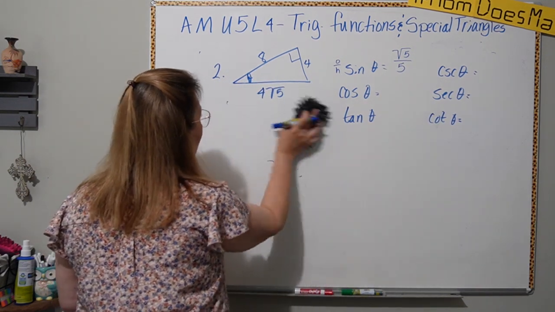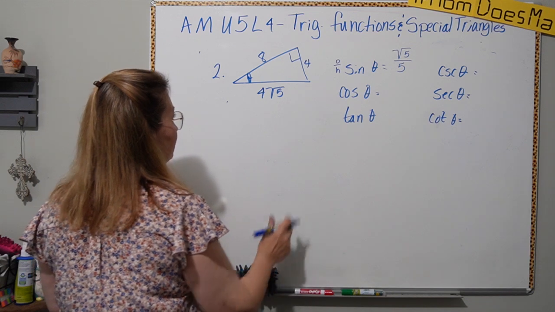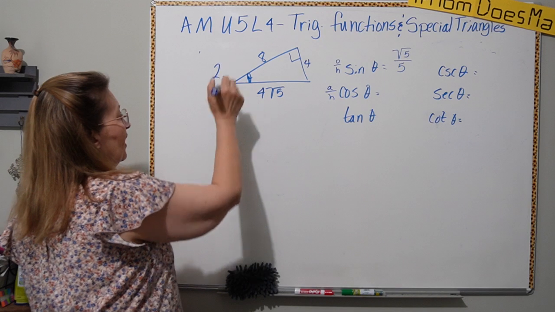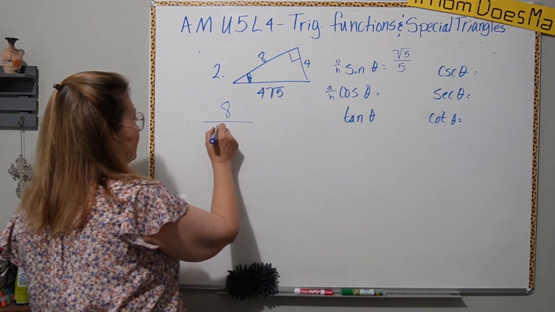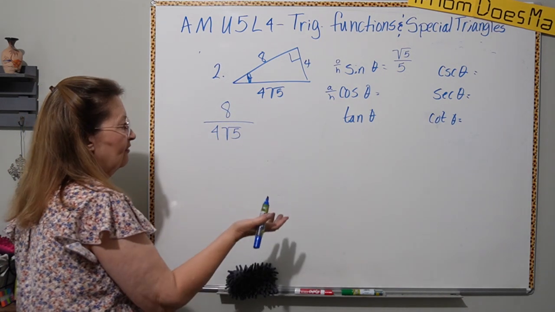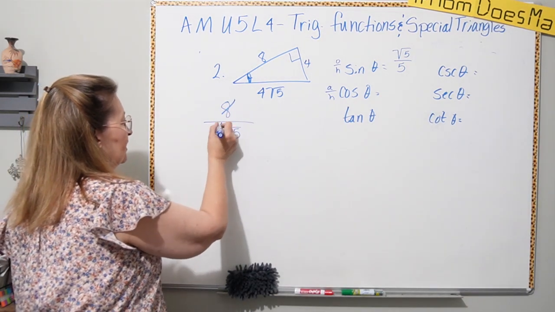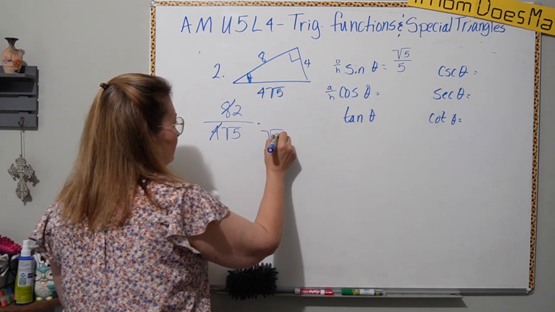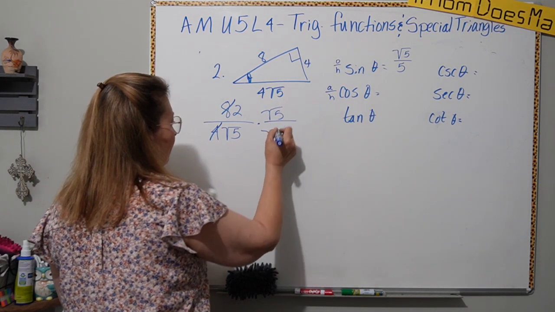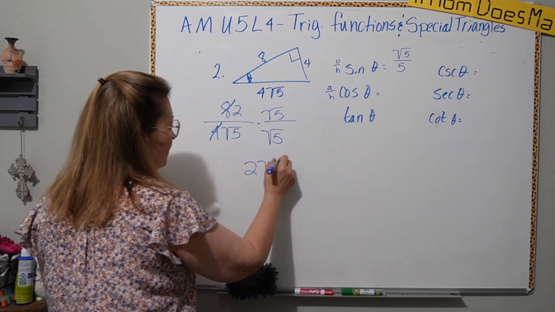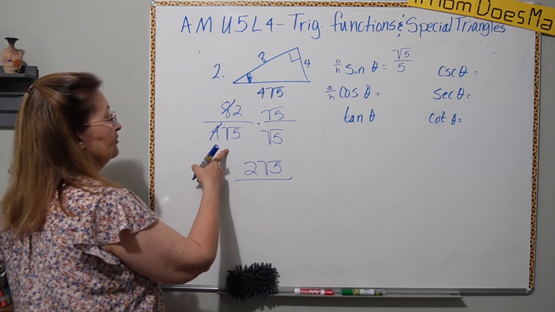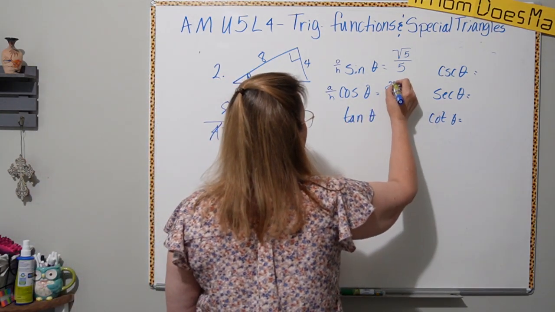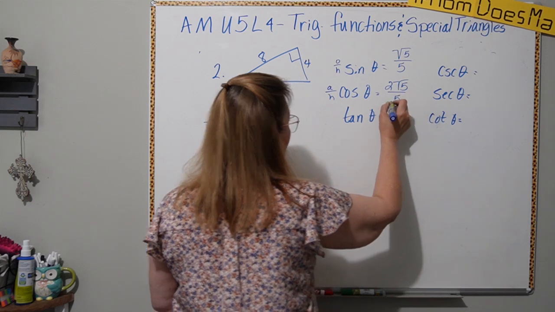Now, let's look at cosine. Our cosine is adjacent over hypotenuse. So I'll go to theta, and my adjacent side is 8, and once again the hypotenuse is 4 square root of 5. So let's simplify first. That's going to give me 2 over square root of 5. I'm going to multiply by square root of 5 over square root of 5. So the top becomes 2 times square root of 5. The bottom, square root of 5 times square root of 5 is square root of 25, which is 5.